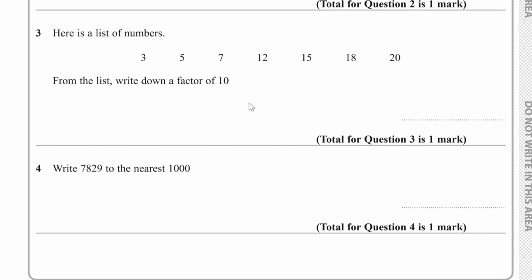Question number 3. Here is a list of numbers: 3, 5, 7, 12, 15, 18, and 20, and from the list we have to write down a factor of 10. First of all, the factors of 10, we have 1, 10, 2, and 5. So which of these numbers appears in this list? Clearly, that's 5. 5 is a factor of 10.